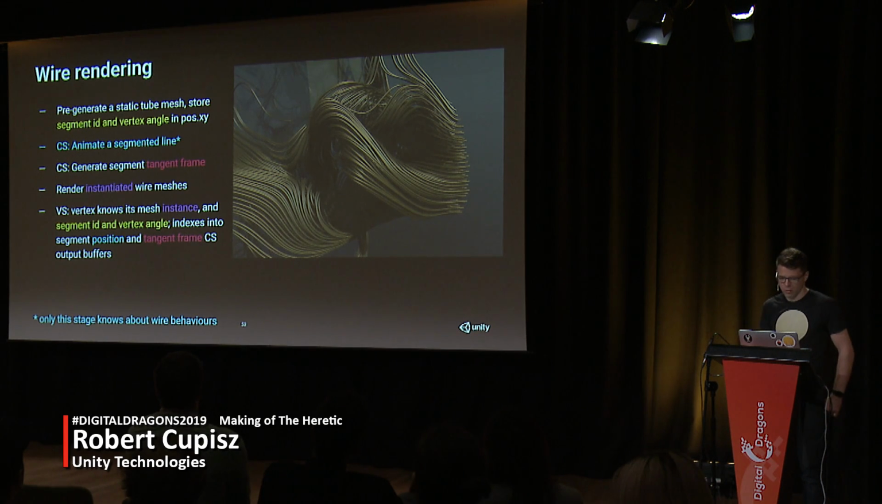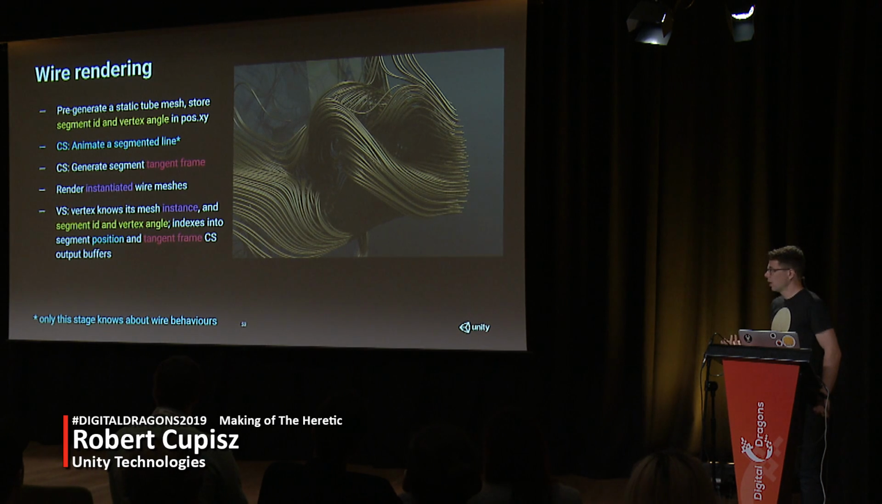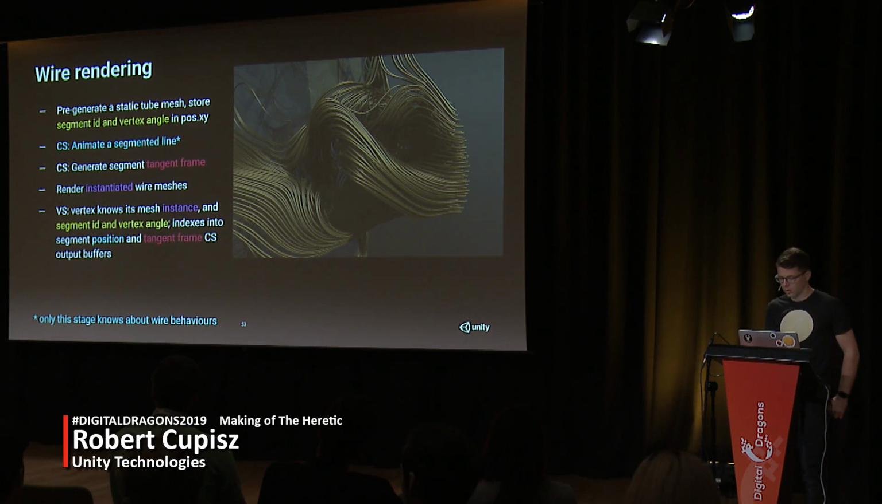Then the tube meshes are instantiated, and the regular lit shader just has a modded vertex stage, where the vertex stage knows which instance it is, which segment, and where on the segment the vertex lies. Then it uses that to look up into the position and tangent frame buffers to explode the mesh and put it in the right place. Only the animation stage needs to know anything about the behavior. Everything else is shared.